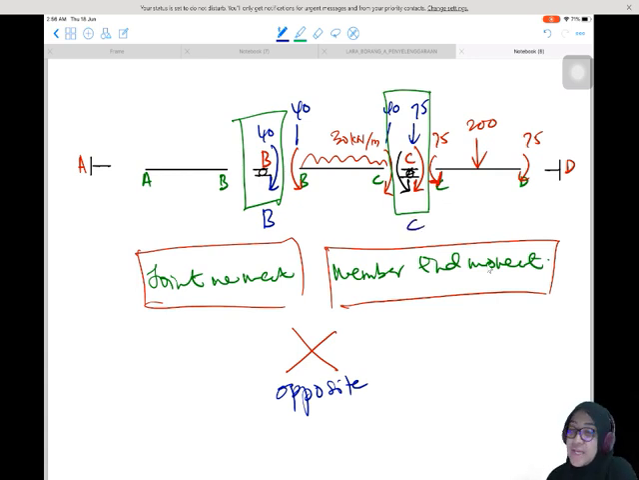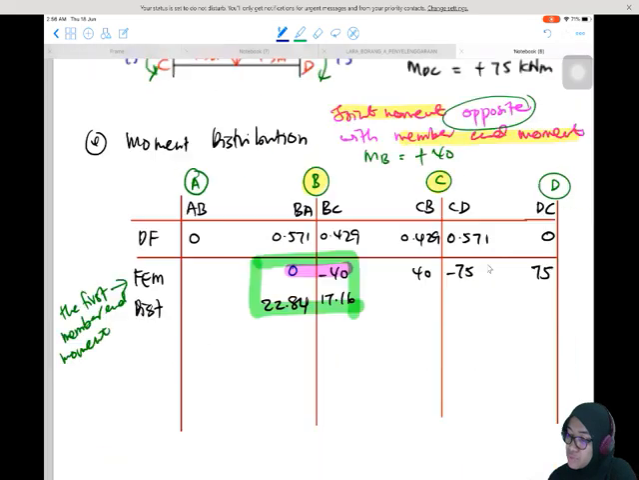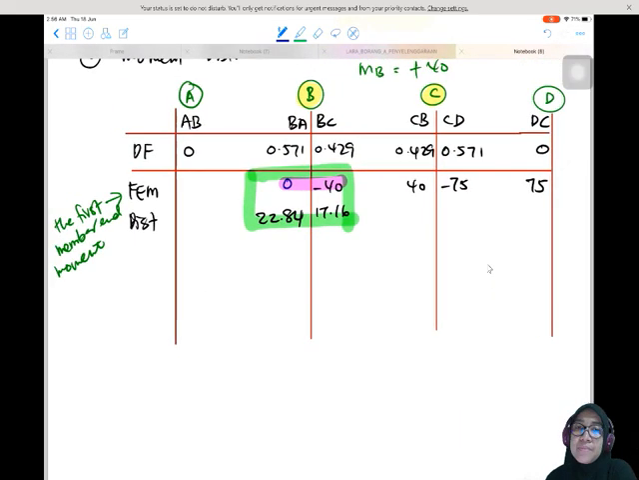So that is why just now when I distributed the 40, it will equal to this. It is 0 plus negative 40. Change to joint moment. It is opposite, meaning positive 40 times the distribution factor. So we get like this.